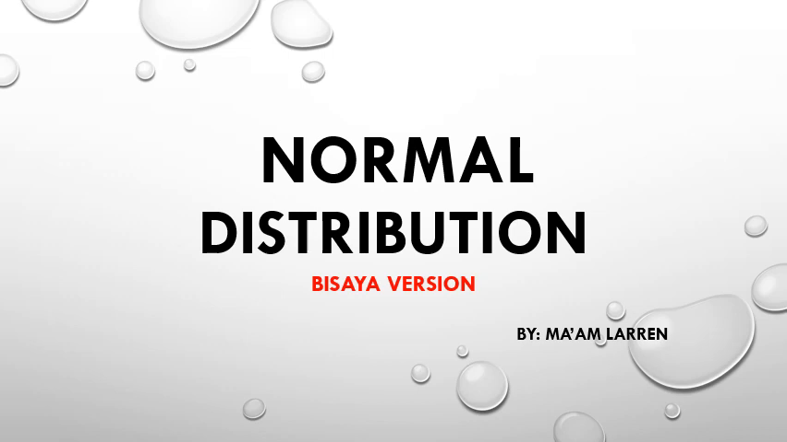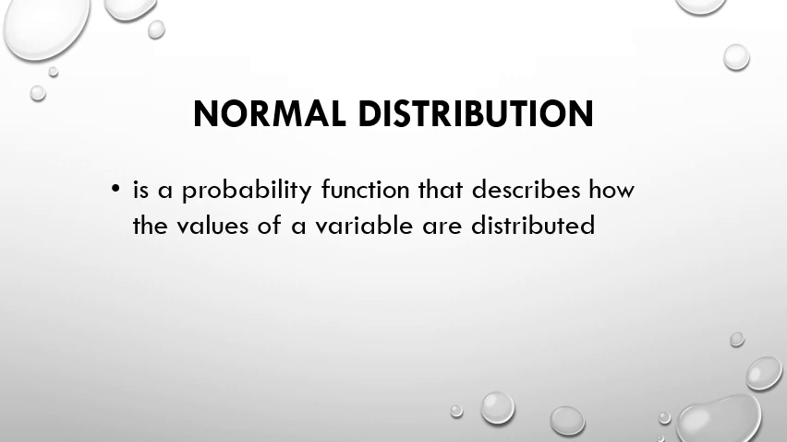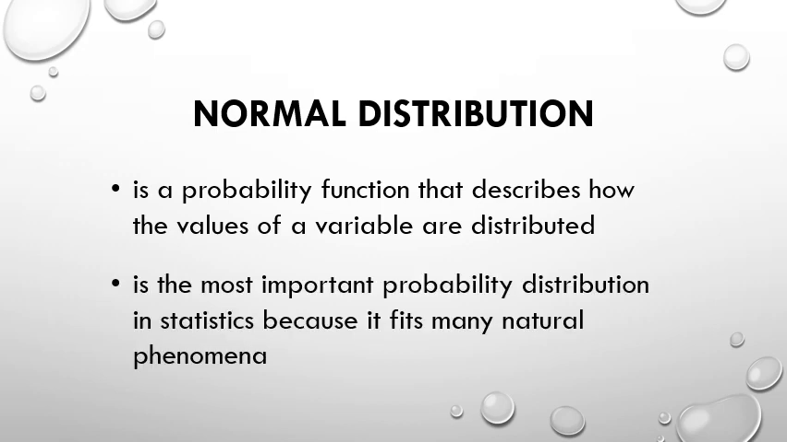So we will learn what a normal distribution is, what it is used for, and how we interpret data using the normal distribution. Normal distribution is a probability function that describes how the values of a variable are distributed. And it is the most important probability distribution in statistics because it fits many natural phenomena. So as we go along, we will learn what the normal distribution really is.